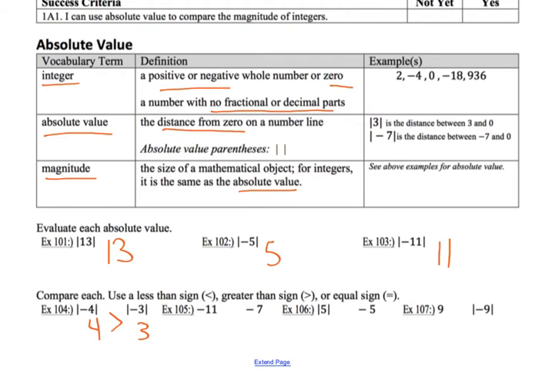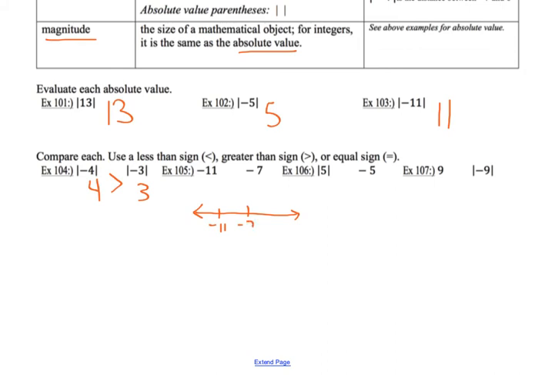Example 105. Negative 11 compared to negative 7. Well, with a number line, negative 11 happens to the left of negative 7. So, numbers get bigger as you move to the right. Therefore, negative 7 is the larger number. So negative 11 is less than negative 7. Next example, the absolute value of 5 is 5. Comparing 5 to negative 5, it is greater. Example 107, the absolute value of negative 9 is 9. So we're comparing 9 to 9. They are equal.